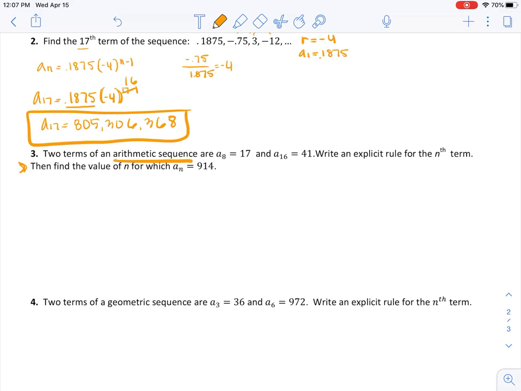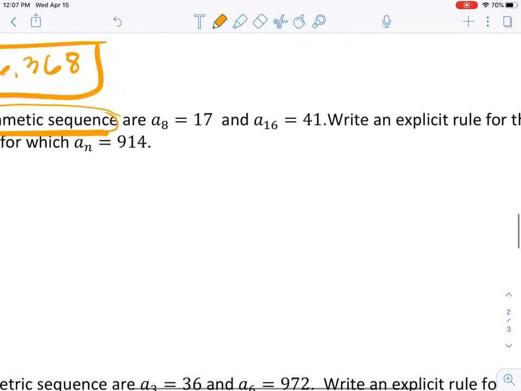I didn't give you the difference for number 3, and I didn't give you the ratio for number 4. Both of them can be solved using systems, but I don't use systems for arithmetic because I know my answers align. So I use the fact that when I plug in 8 to that line, I get 17. When I plug in 16 into that line, I get 41. I just use this method because it's just easier, right?